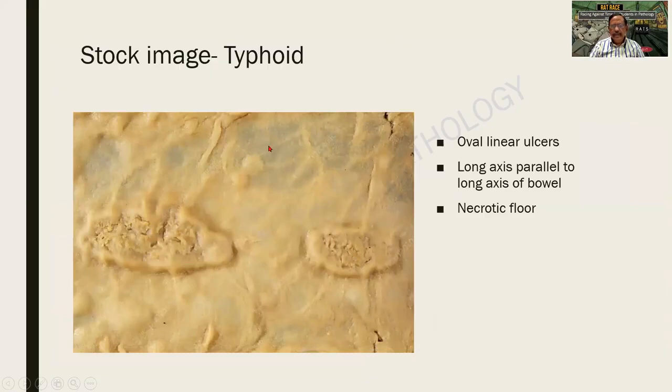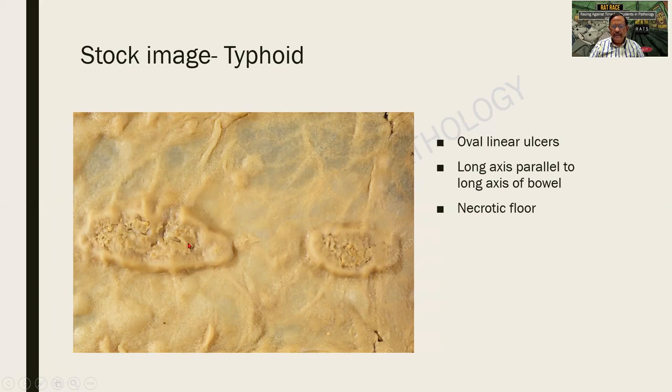The third lesion will be typhoid. Typhoid is a bacterial infection caused by Salmonella typhi. Coming to the lesion proper, you find that there will be oval ulcers. The ulcers are oval and this is called the long axis of the ulcer. The long axis is parallel to the long axis of the bowel.